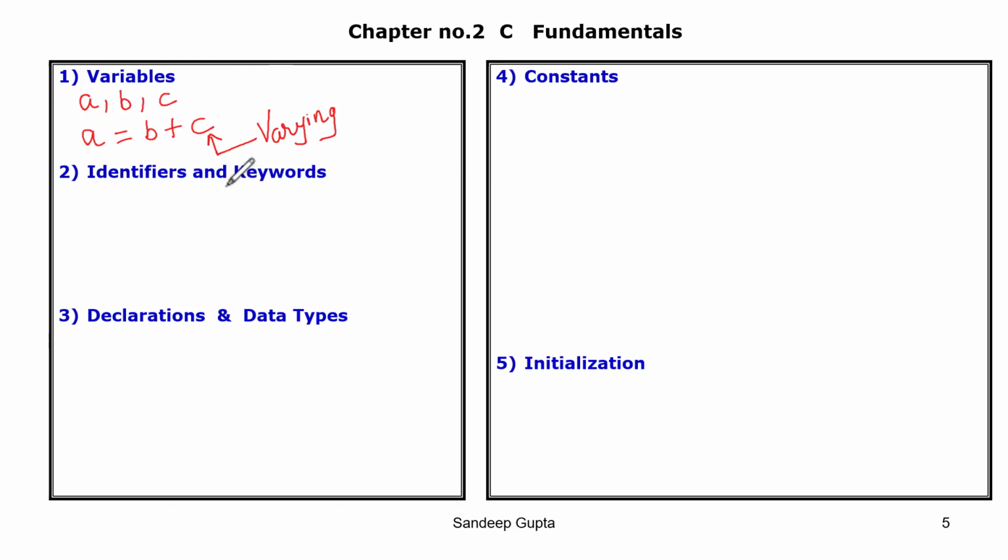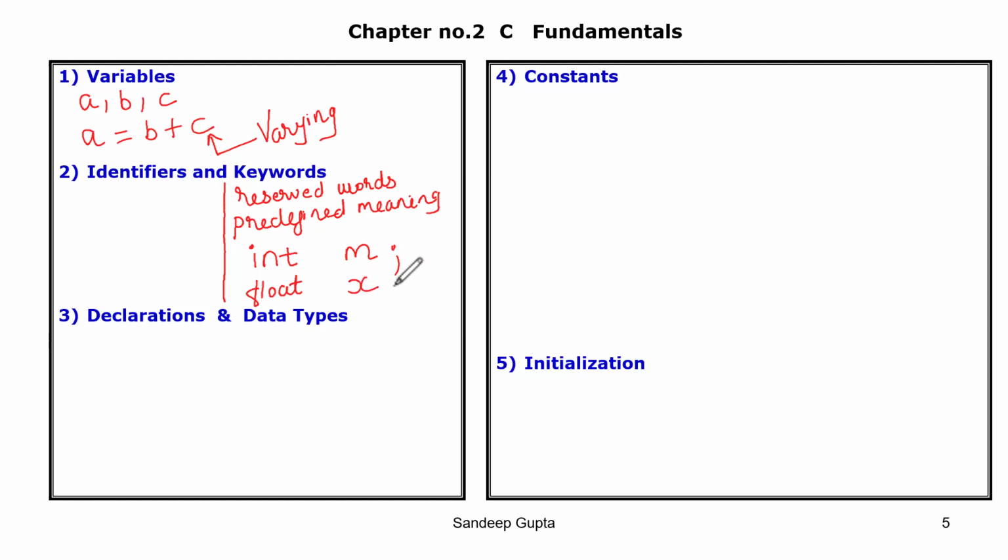The next thing is identifiers and keywords. Let's understand what keywords are. Keywords are basically some reserved words, which have a predefined meaning in C language. I repeat, they are reserved words and they have a predefined meaning in C language. To understand this, let's take some examples. Let's say I write something like this, int space m, or I write something like this, float space x. Okay.